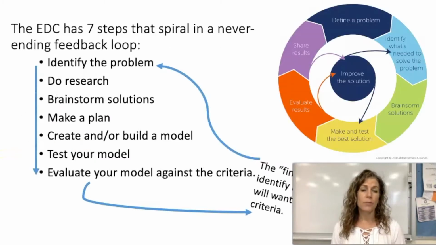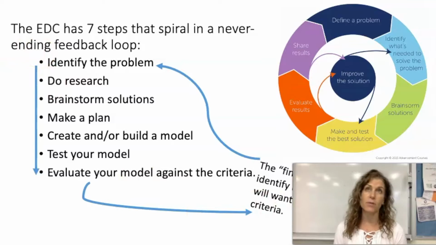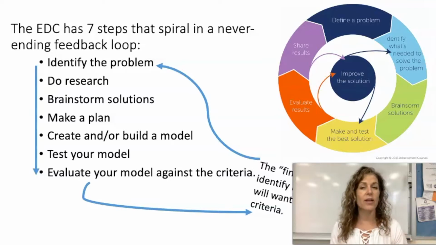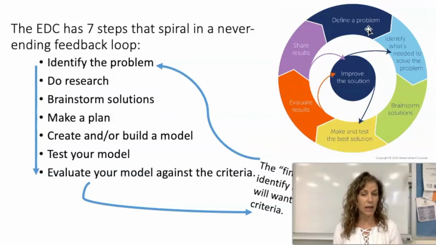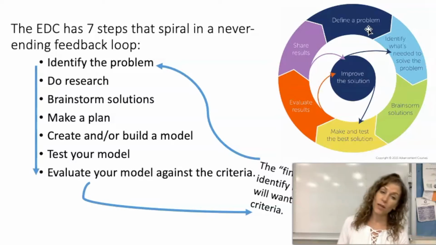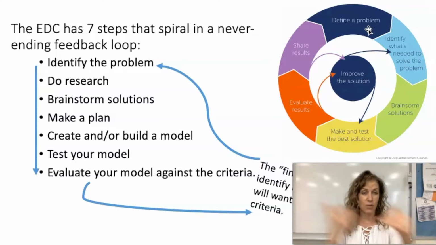So let's talk a little bit about the engineering design process. Sometimes it has 7 steps, sometimes 3, sometimes 5. There are tons of diagrams. I'll show you a few different versions. Generally, it has 7 steps that spiral in a never-ending feedback loop. You can see it in this diagram here, where we usually start at identifying the problem. Defining the problem. And then we do some research, you do brainstorming, you make a plan, you create and/or build a model, then you test the model, then you evaluate the model, and then you go back to improving your solution and start the process over again.